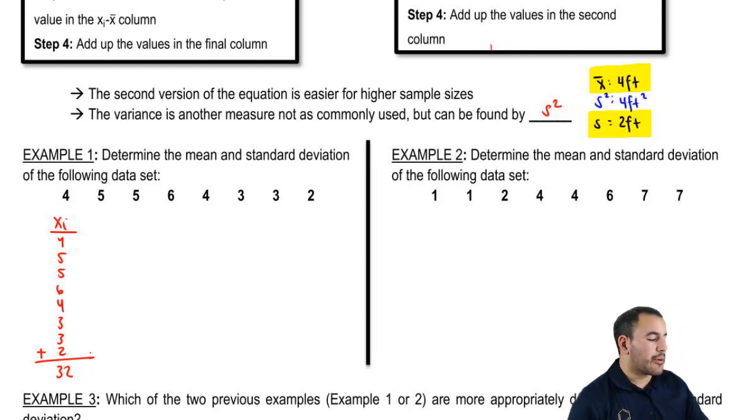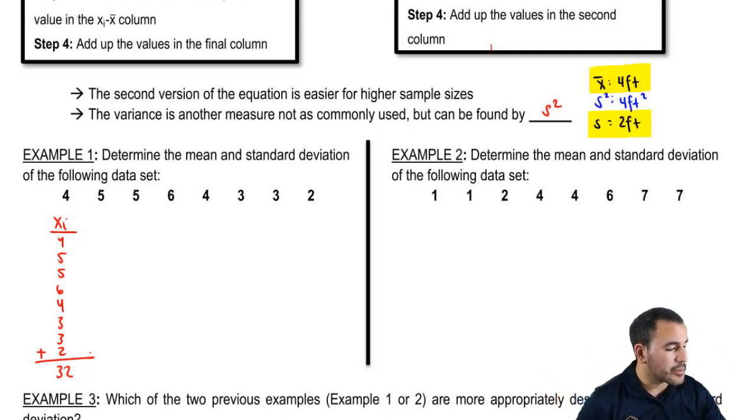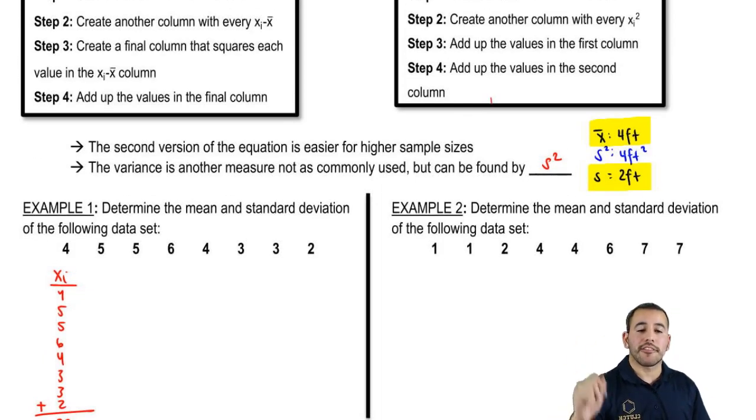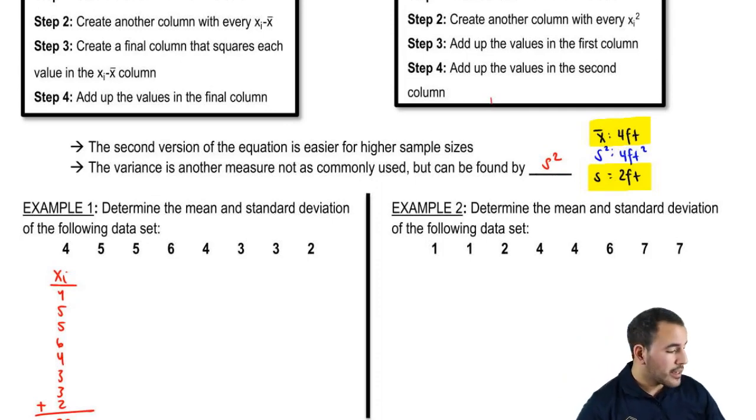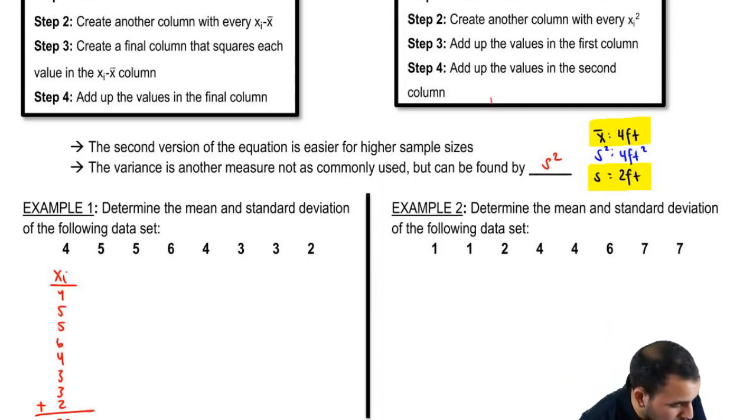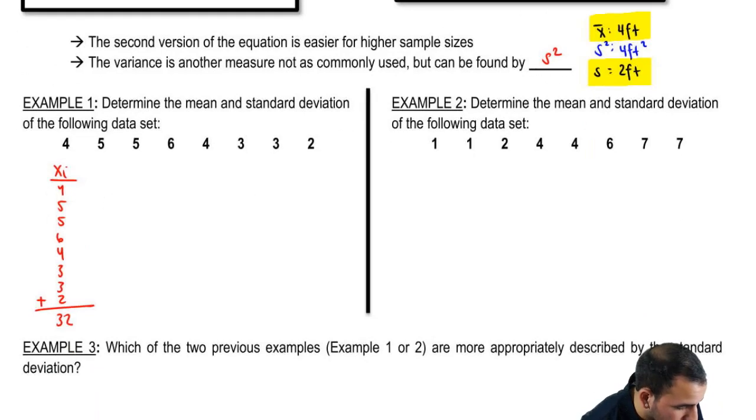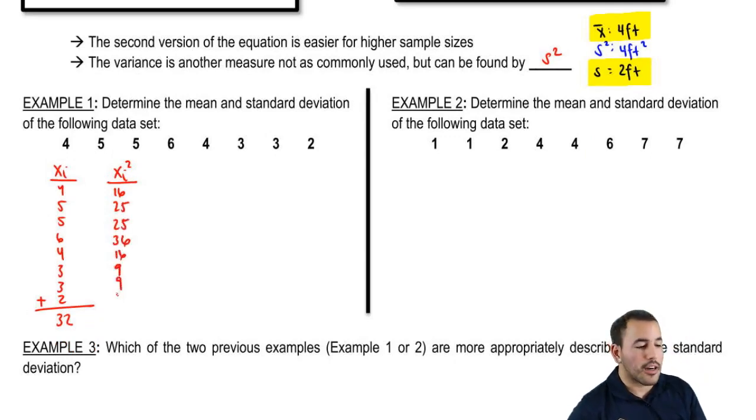So what's our next column that we'd create in the easier version of our equation? Step 1 was to write all the data down. Step 2 is to create a column with every observation squared, right? So let's go ahead and square every observation. So we got 16. 5 squared is 25, 5 squared is 25, 6 squared is 36, 16, 9, 9, 4. Once we add that up, we end up getting 140.